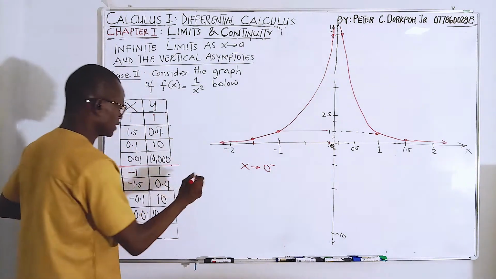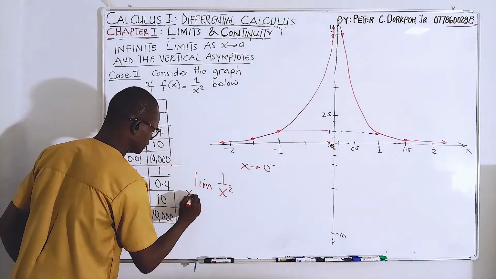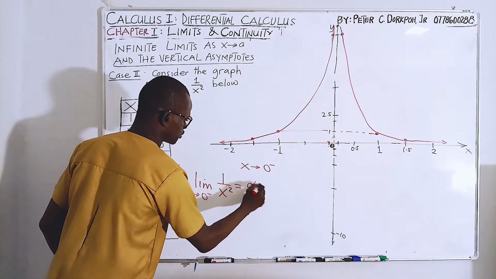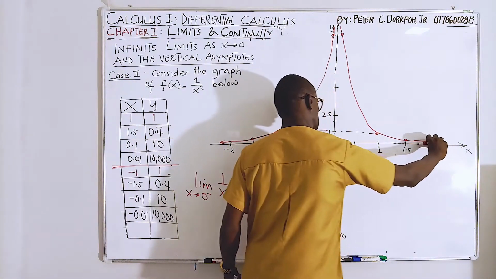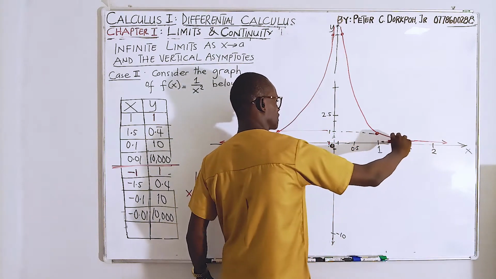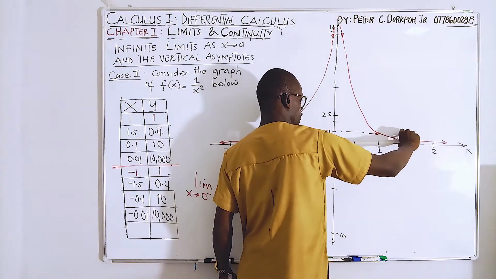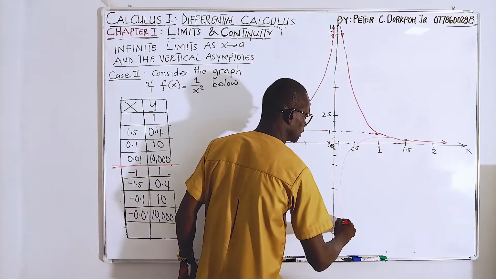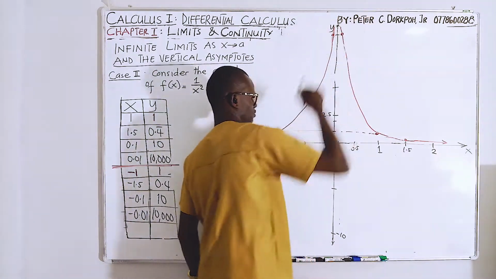So that is to say, the limit of the function 1 over x squared, as x is getting closer to 0 from the left, the entire function is increasing. Similarly, as x is approaching 0 from the right-hand side, the function is also increasing. If the function was decreasing, it would have come down like this. But because it is increasing, it shifted in this direction.